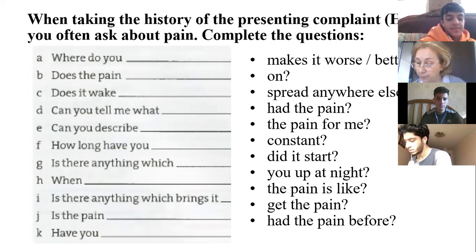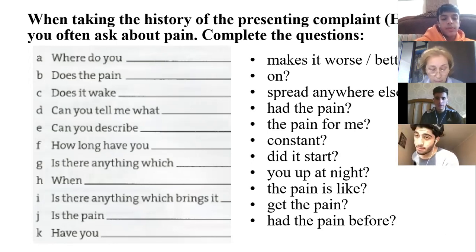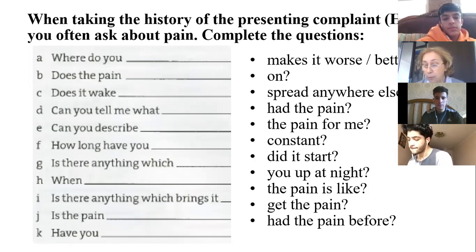So then Ayham? Can you tell me what makes it worse or better? If you say what makes it worse, yes, it's possible. Or can you tell me what the pain is like? It is also possible to use in this sentence. Okay. The next sentence is for Kazum. This is sentence E. Can you describe the pain for me? Exactly. Good. Lina, please.